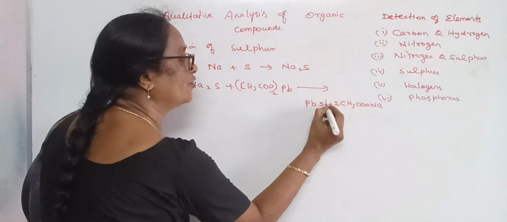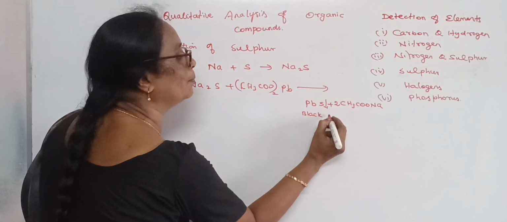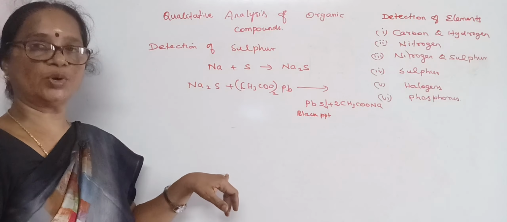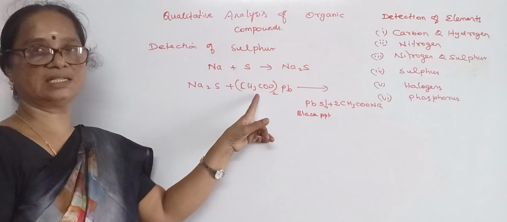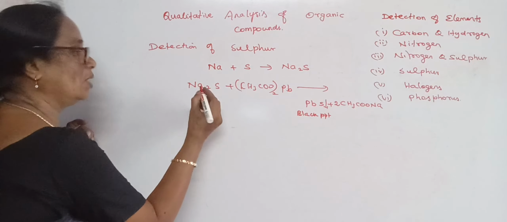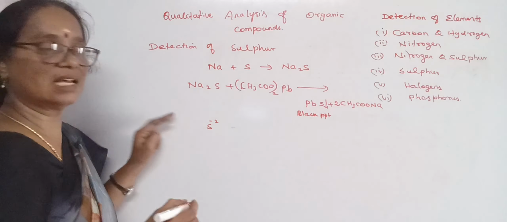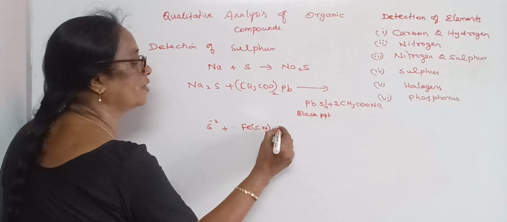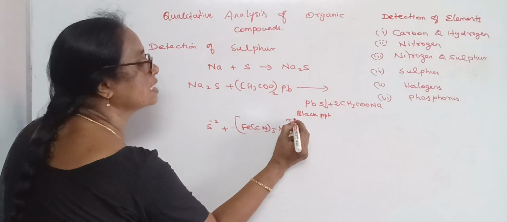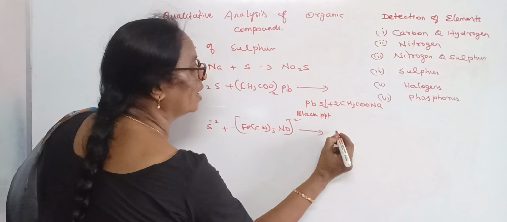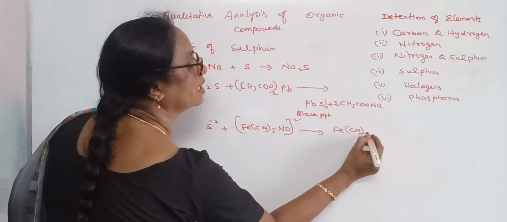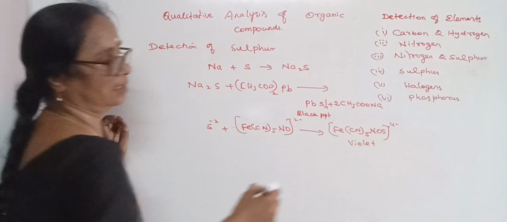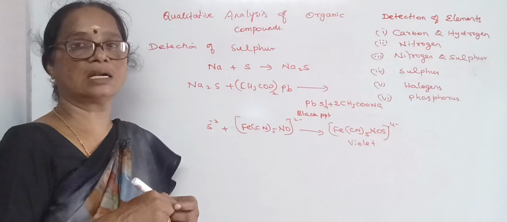So this lead sulphide is black in color, so we will get a black precipitate. If this sodium fusion extract is treated with sodium nitroprusside instead of lead acetate, we will get a violet color. Let us take the sodium sulphide, only the sulphide ion. It is treated with the nitroprusside solution, [Fe(CN)5NO] with charge 2 minus. That makes the violet color formation of [Fe(CN)5NOS] 4 minus. This appearance of violet color confirms the presence of sulfur in the organic compound.